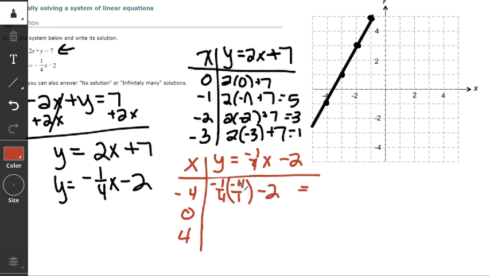This right here is kind of complicated looking, but really the 4's will reduce, and so we get negative 1 times negative 1, which is positive 1, and then positive 1 minus 2, which is negative 1. So my point is negative 4, negative 1. Negative 4, hey, okay, so that actually is our answer. Let's continue real quick. Negative 1/4 times 0 minus 2. This becomes 0. So my intercept is 0, negative 2. Right there.